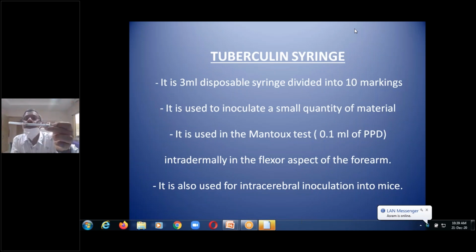What is the importance of the tuberculin test? The tuberculin test is used to measure the individual's sensitivity to the tubercle bacilli. Suppose the patient got more than 10 millimeters, the individual is sensitized. Suppose it is less than 10 millimeters, the patient is not sensitized with the tubercle bacilli. Okay, this is the Mantoux test or tuberculin test, the principle and interpretation.